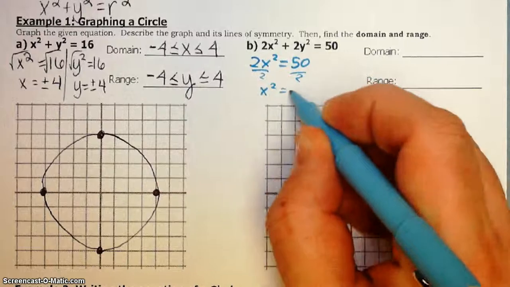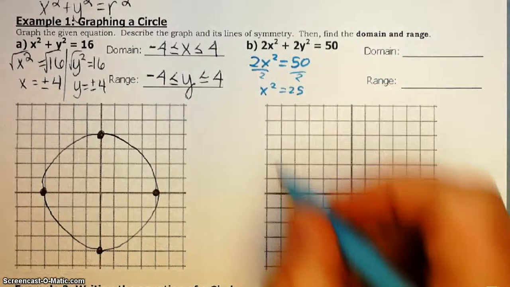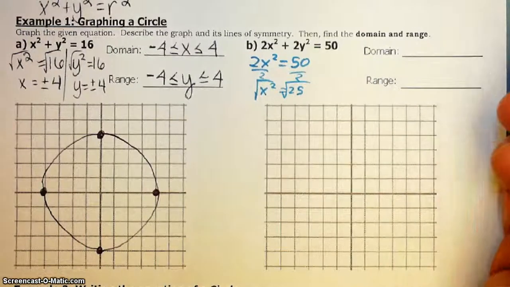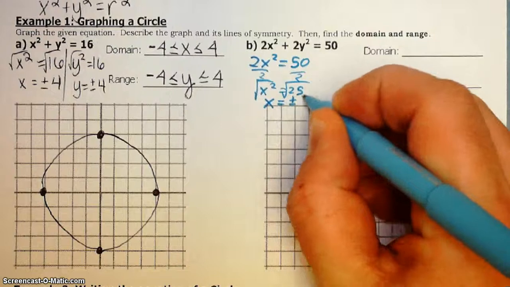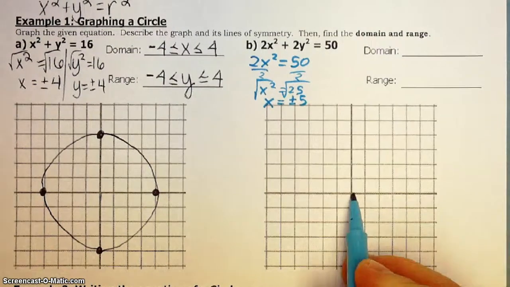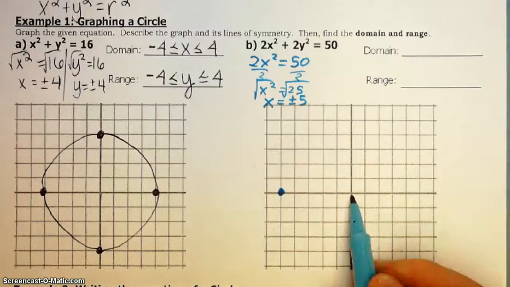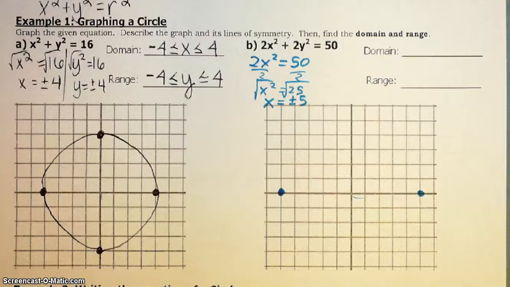which leaves us with x squared equals 25. All right, square root both sides of that, your x intercepts are going to be at positive and negative 5. X equals positive and negative 5. So my two intercepts, I'm going to go left 5. There's my leftmost point of my circle. And then I'm going to go right 5. That's my rightmost point of my circle.